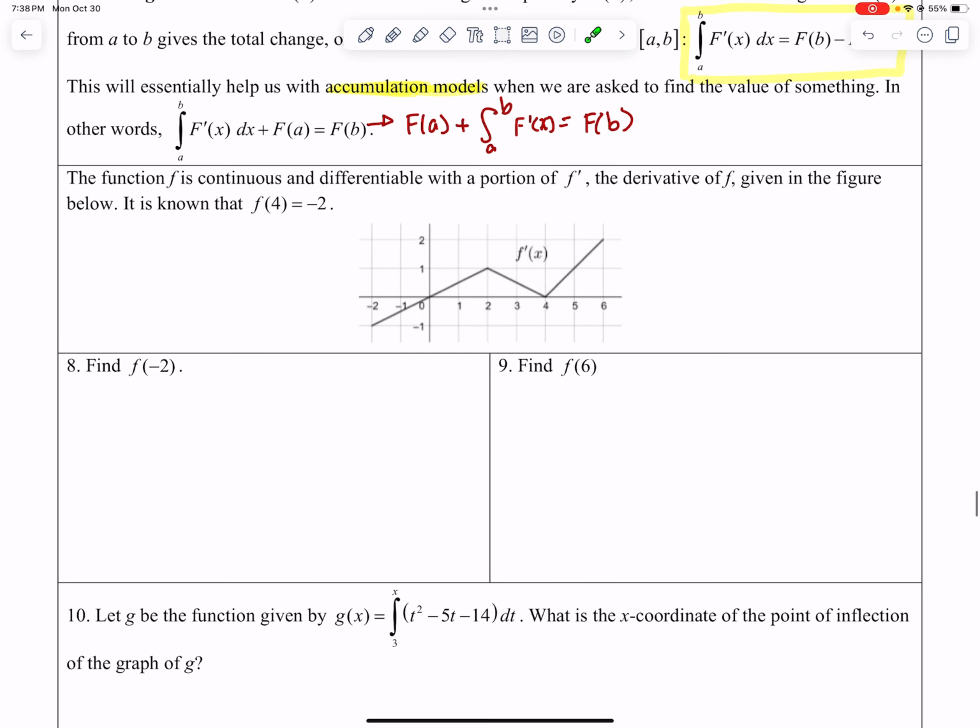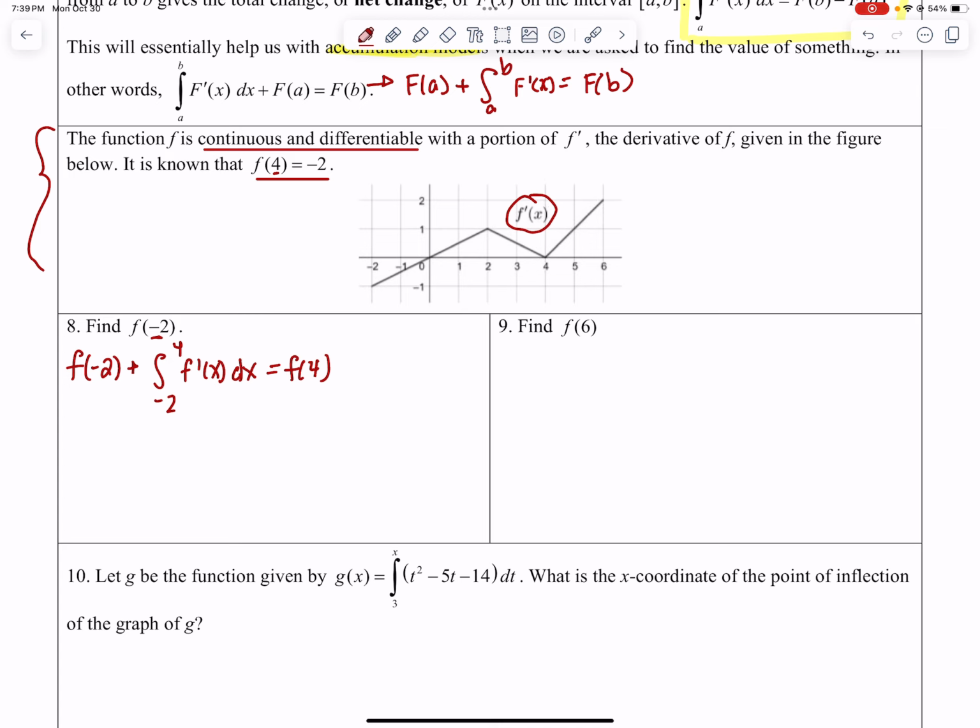All right, so looking at number 8, we want to find f of negative 2. Remember that my a value is going to be my lower limit, and my b value is going to be my upper limit. Looking at the problem right here, it tells us that f is continuous and differentiable, so that's good. We have f prime of x, and then we have that f of 4 is negative 2. This means that negative 2 is going to be my lower bound, and 4 is going to be my upper bound because negative 2 is less than 4, which means I'm going to have f of negative 2 plus the integral from negative 2 to 4, f prime of x dx is equal to f of 4.